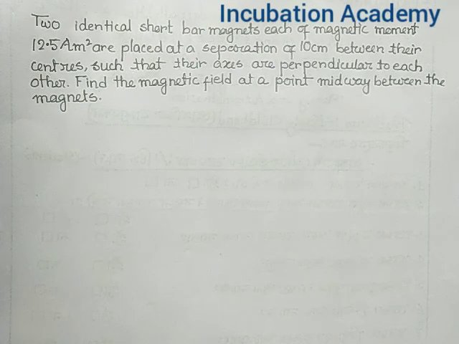Welcome everyone. The question is: two identical short bar magnets, each of magnetic moment 12.5 ampere meter square, are placed at a separation of 10 centimeter between their centers, such that their axes are perpendicular to each other. Find the magnetic field at a point midway between the two magnets.